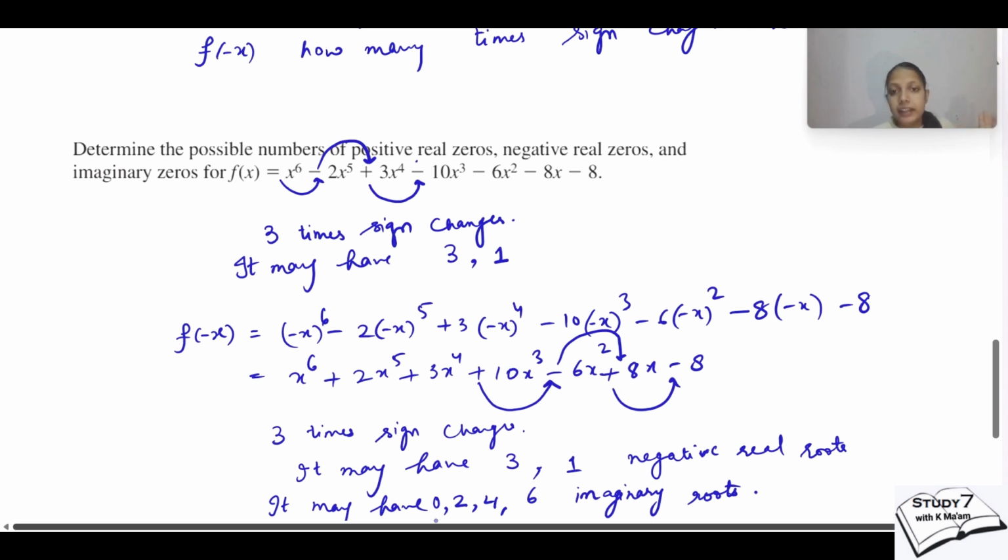How many are real? How many are imaginary? Total will be 6. Okay. So this was the concept of counting the number of sign changes.